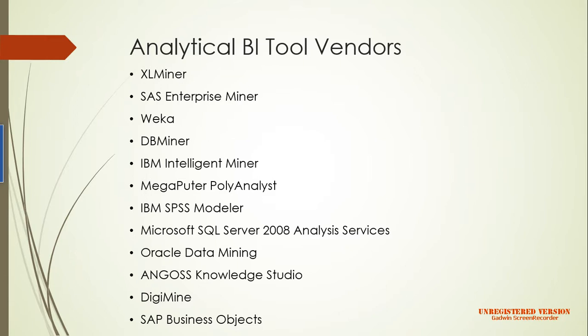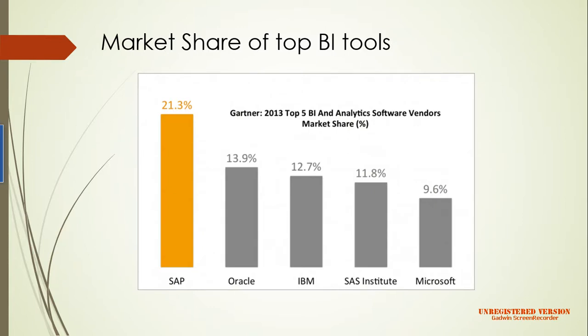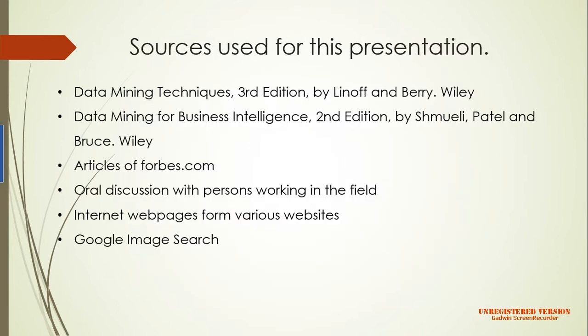Now let's see the top five BI tools. First comes SAP, next comes Oracle, next comes IBM, next comes SAS Institute, and next comes Microsoft. According to 2013, these were the top five business intelligence tools available in the market. It's interesting, right? And there is a lot of hype and demand for employees who are going to work on BI nowadays. So let's sum up this session.